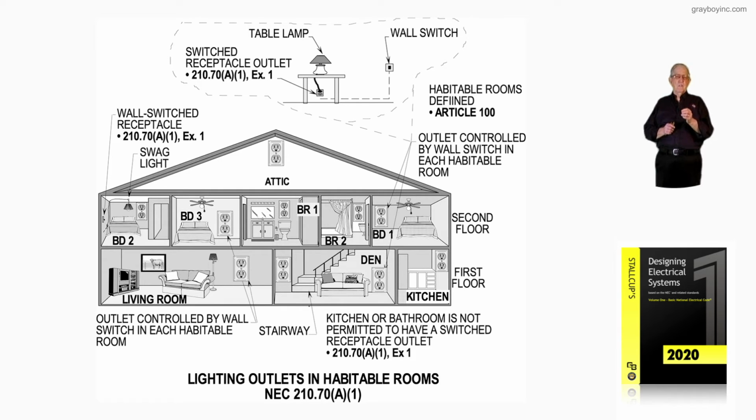210.52. Now, notice we illustrate this in the very top part of the illustration. A switched receptacle outlet is permitted by 210.70(A)(1) Exception 1. And then we get into, well, if you switch it and it's completely off, would it be permissible to serve as a receptacle that could be used in accordance with 210.52?